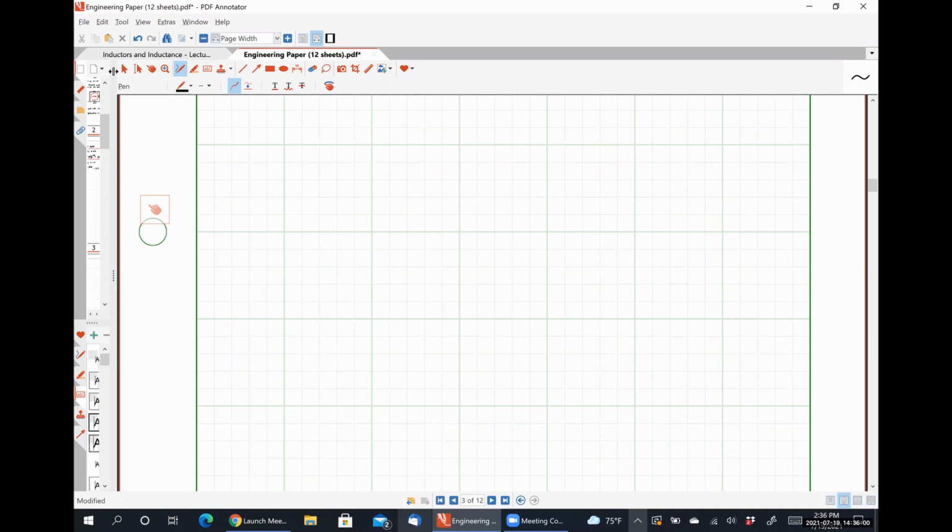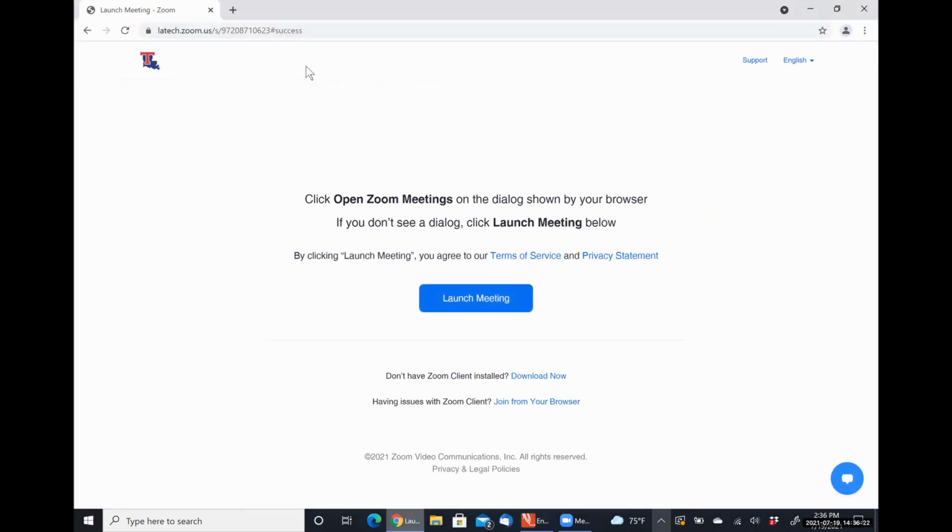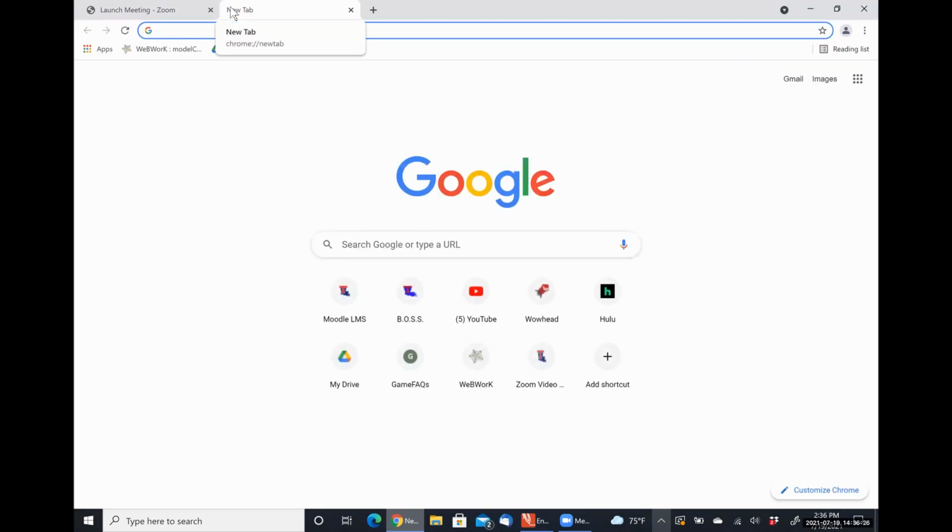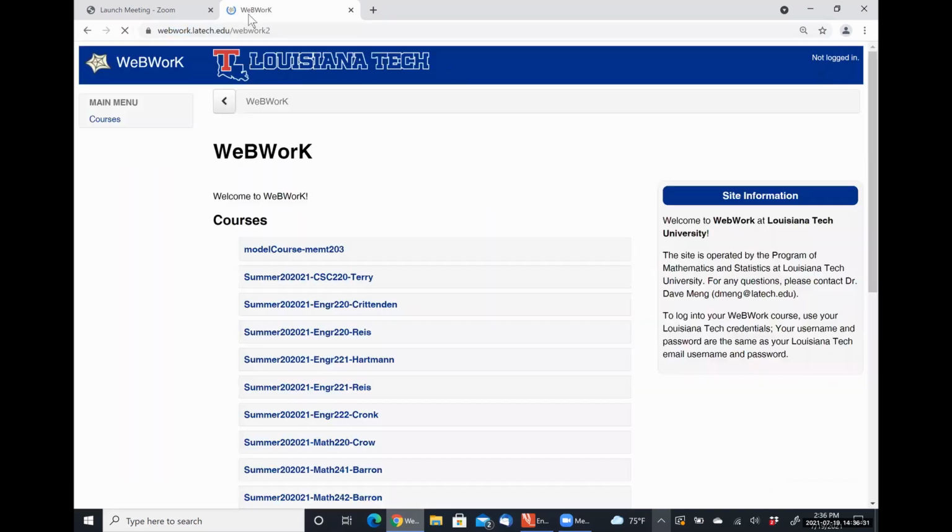But let me pull up web work real quick. Actually, I'll pull it up on this computer so that we can all look at it. Gotta find my cursor. Make things easier. You guys can see my Chrome screen? Yes, sir. Okay.